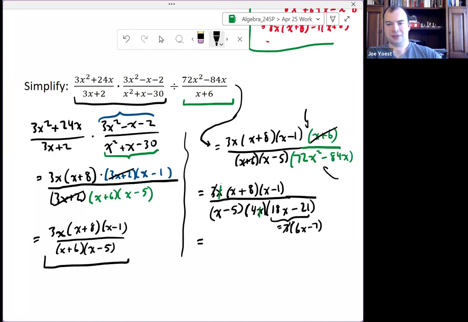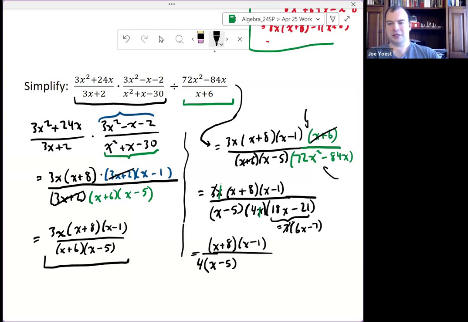But I see the 3x in the numerator divided out, and I'm left with x plus 8 times x minus 1. In the denominator, I'm left with x minus 5. I'm left with this factor of 4. Maybe I'll put that out in front. So I got the x minus 5, I got the 4.